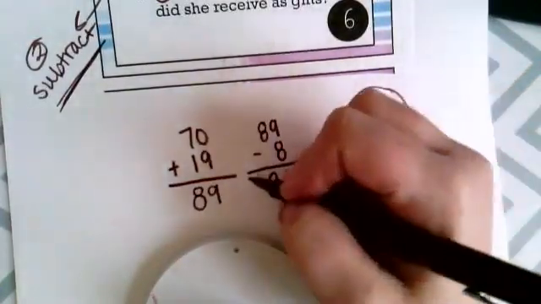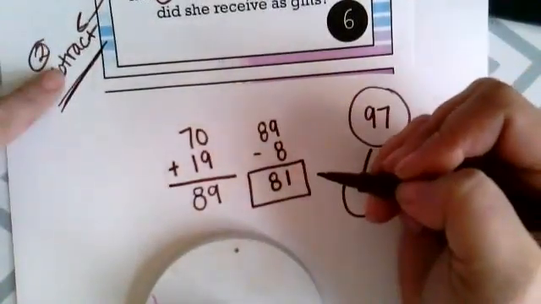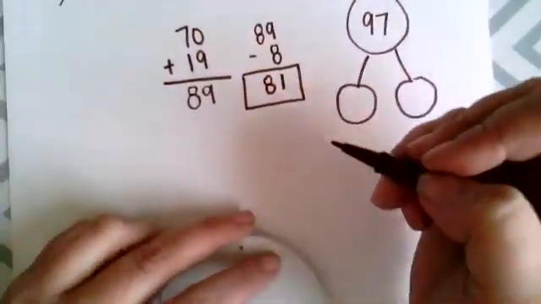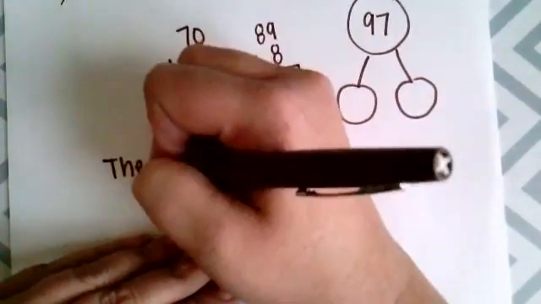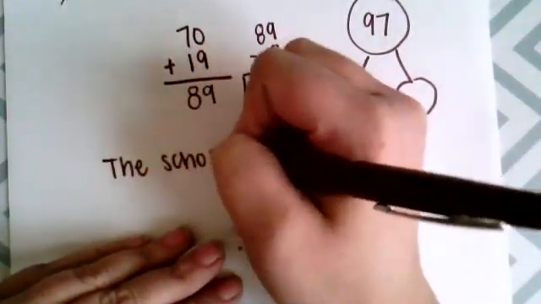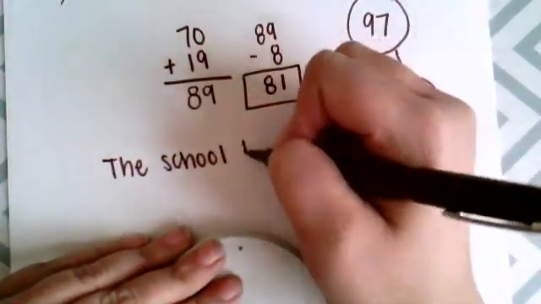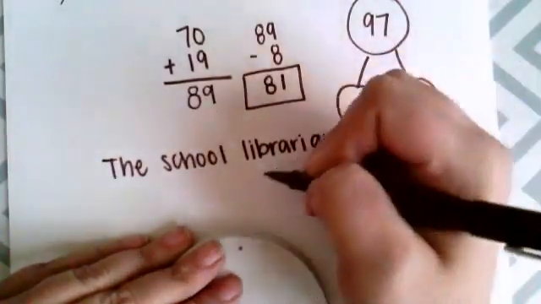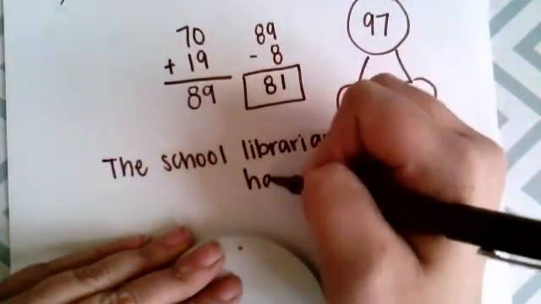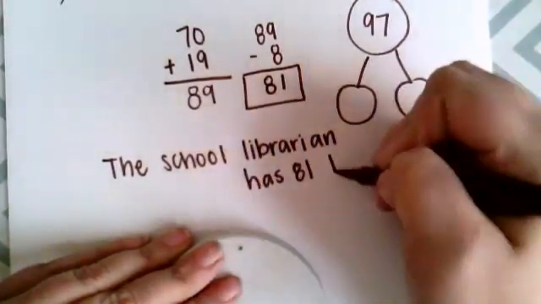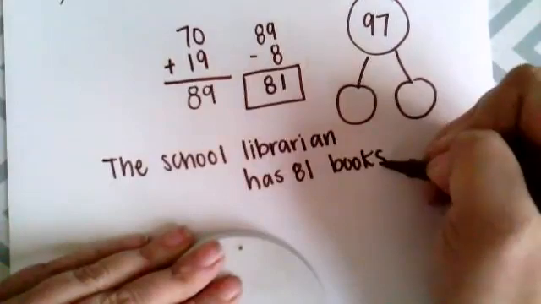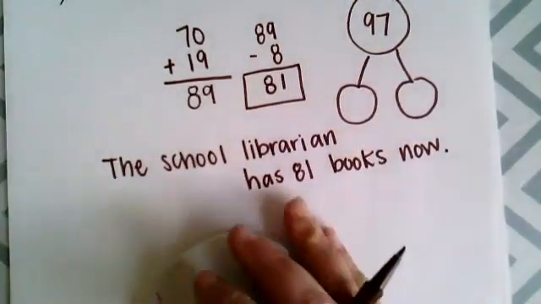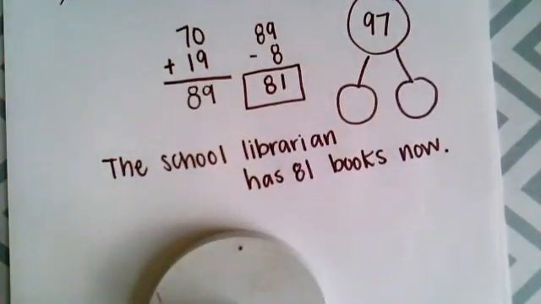So we did step 1. We did step 2. Now we got to write a sentence. How many books does she receive as gifts? So the school librarian. Gage? Gave her 81 more books. Has 81 books now.